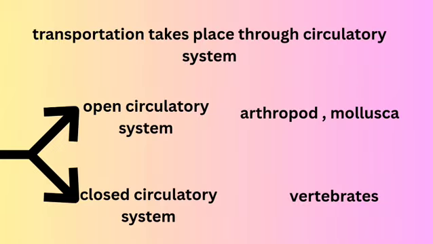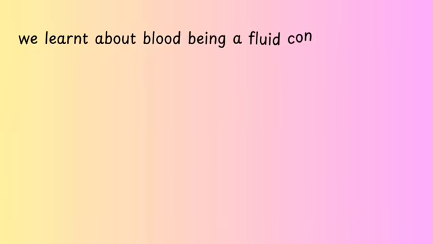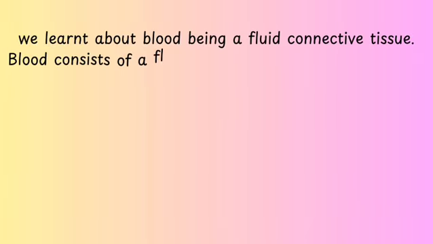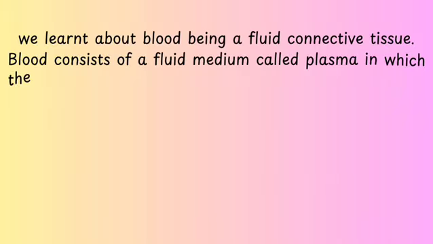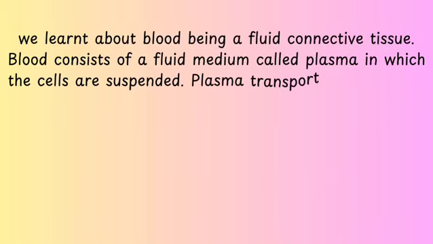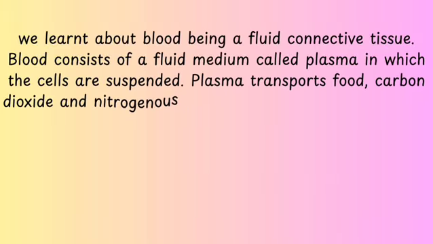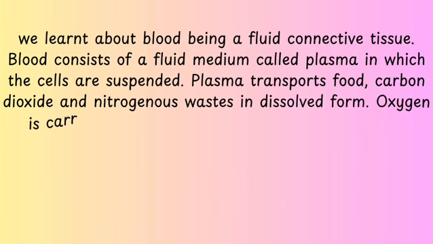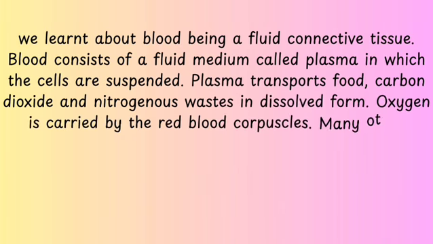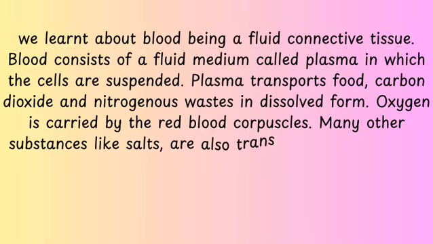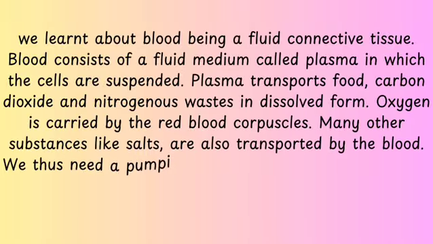Circulatory system is of 2 types: open circulatory system, examples: arthropods, mollusca; closed circulatory system, examples: vertebrates. We learned about blood being a fluid connective tissue. Blood consists of a fluid medium called plasma, in which the cells are suspended. Plasma transports food, carbon dioxide and nitrogenous wastes in dissolved form. Oxygen is carried by the red blood corpuscles. Many other substances like salts are also transported by the blood.